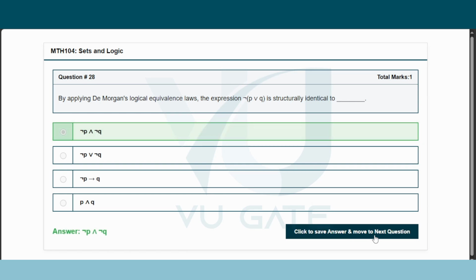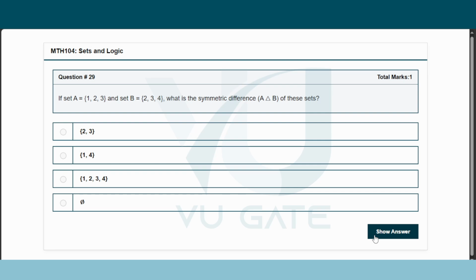Question number 29. If set A contains elements 1, 2, and 3, and set B contains elements 2, 3, and 4, what is the symmetric difference of these sets? The correct answer is the set containing elements 1 and 4.